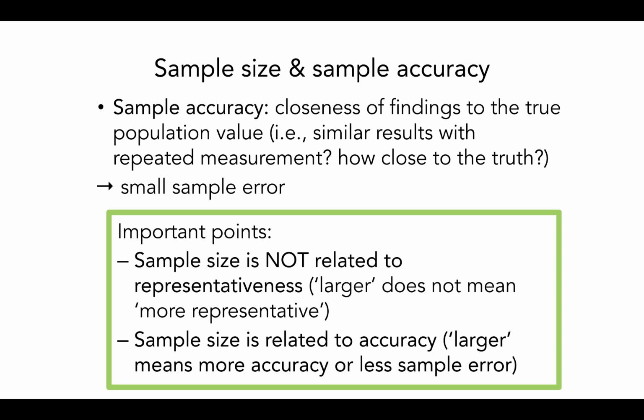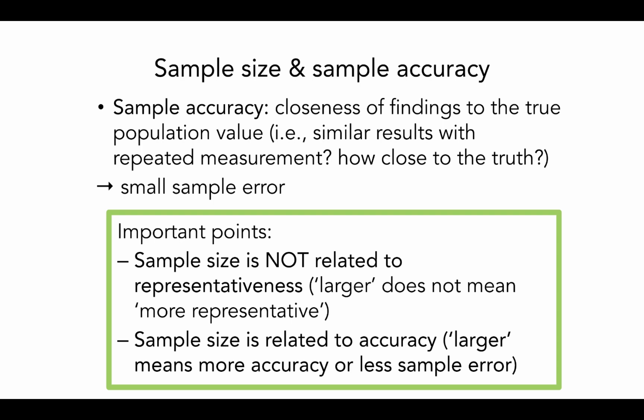So this brings me to two very important points that I put in the green frame here on this slide. Sample size is absolutely not related to representativeness, but sample size is related to accuracy. And I cannot talk about it enough. I really want you to fully grasp this based on the examples I just gave, that sample size indeed has nothing to do with representativeness, but is completely related to accuracy, in the sense that a larger sample means more accuracy, which means less sample error.